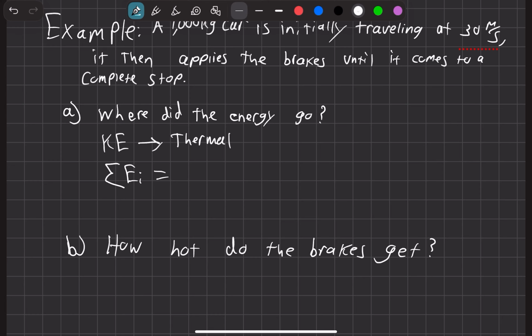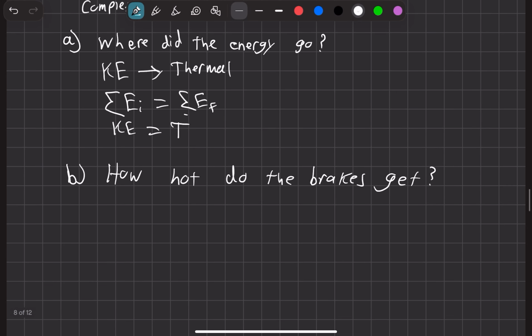So the sum of all initial energy equals the sum of all final energy, which is, of course, the conservation of energy expression. The initial energy that the system has is just kinetic energy. And at the end, when the car is stopped, it no longer has kinetic energy. It no longer has gravitational potential energy. We're not talking about springs or anything or batteries. So the only source of energy left is thermal energy. So all of that kinetic energy gets transferred into thermal energy, which means if we were to ask how hot did the brakes get, we could figure out at least how much thermal energy got added to it.